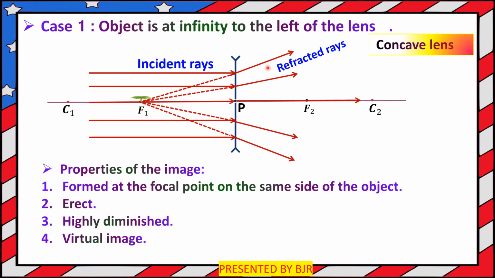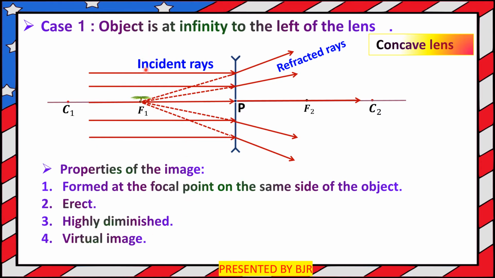Why? Because the refracted rays do not cross themselves if you extend them forward. When they are extended backwards, then only they cross one another at the focal point. So the extensions do cross at F1. That's why the image formed is called a virtual image. In this case, only a virtual image is formed.